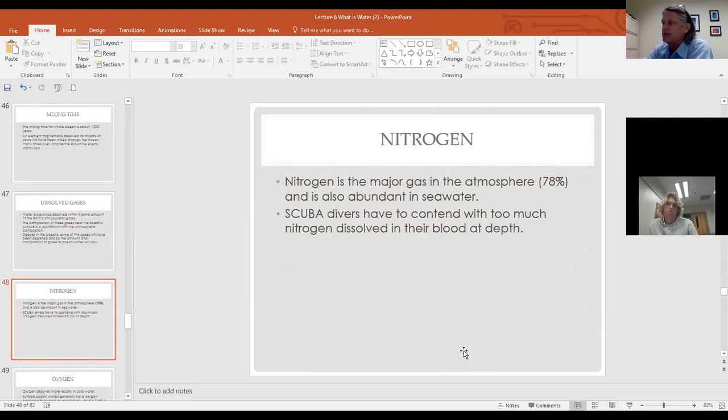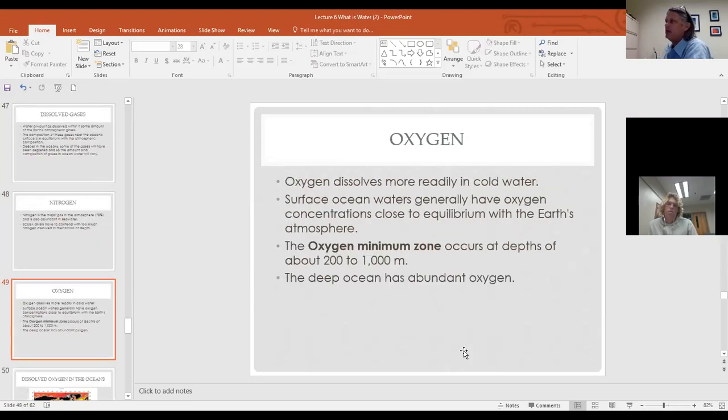The second most abundant gas in the water and in the air is oxygen. And oxygen can be toxic at high quantities, but divers often breathe oxygen-enriched air called nitrox to allow them to stay down a little deeper and avoid that nitrogen buildup in their blood. So experienced divers are trained in nitrox diving, and it allows more bottom time.